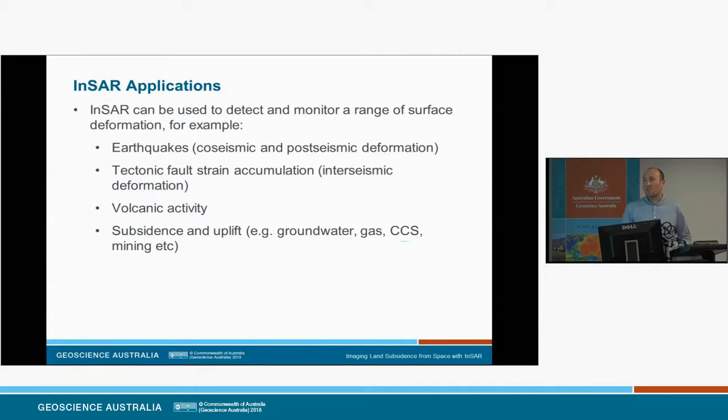We can also look at strain accumulation signals that may be occurring on tectonic faults, in particular studying slip rates as strain is accumulated before and after earthquakes occur. We can look at volcanoes and how the ground surface is moving due to movement of magma beneath the volcano. And we can use it to monitor subsidence and uplift that may be occurring due to human influences such as groundwater extraction, gas extraction, coal mining, or even carbon capture and storage projects.